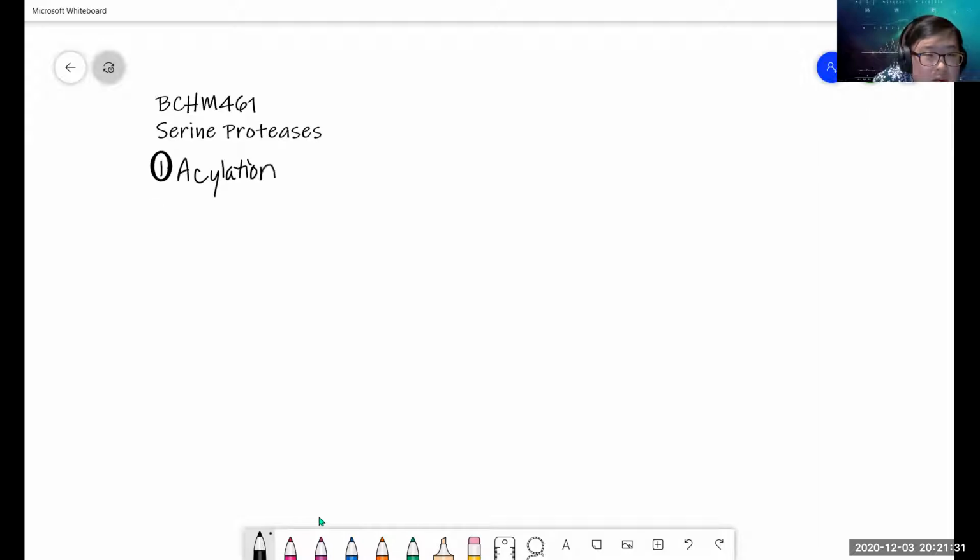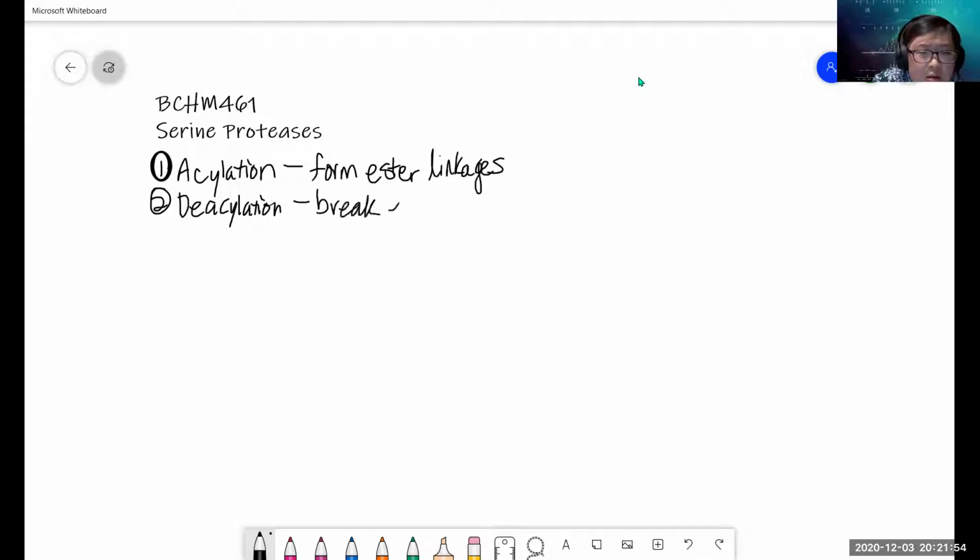So you can split this into two main components. You have an acylation and a deacylation step. In acylation you form ester linkages, and then in deacylation you break the ester linkages. And what they mean by ester is like a tetrahedral intermediate you form. So you have these two components.